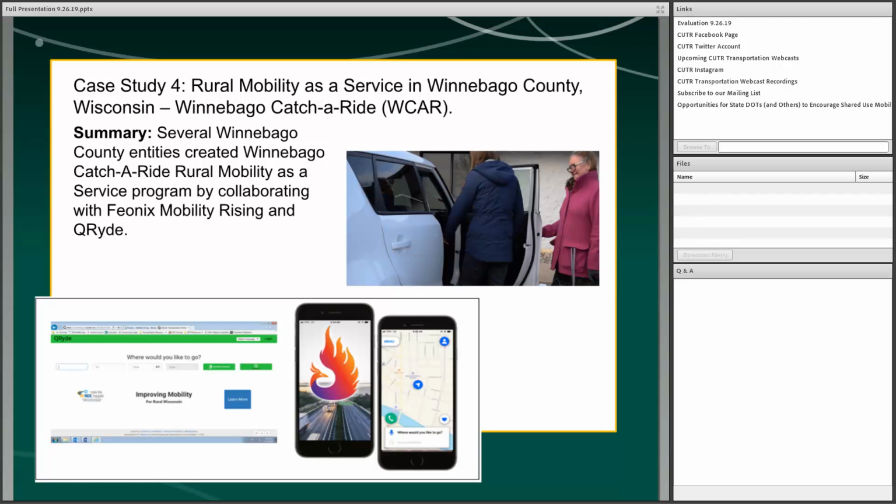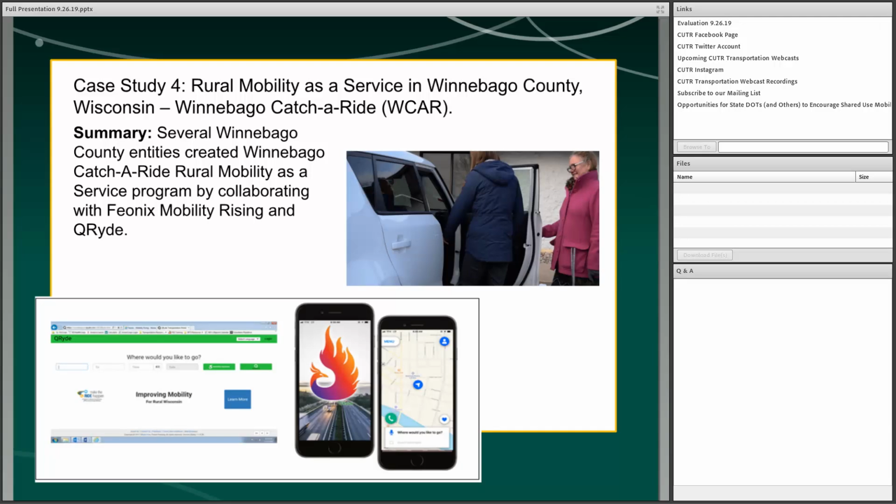The fourth case study is again rural mobility as a service, in Winnebago County, Wisconsin, and the program is called the Winnebago Catch a Ride, or W-Car, program. Winnebago County received a grant of $100,000 from Easter Seals Project Action Consulting to fill its rural mobility gaps. As a result, a rural mobility as a service was created, called the W-Car program, to integrate all available transportation services on one single platform, as well as add a ride sourcing program with volunteer drivers on the Phoenix Mobility Rising platform.